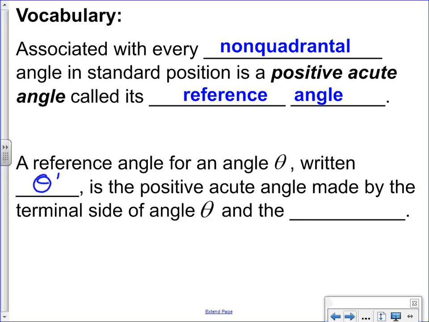And again, we're looking for a positive acute angle, aka something between 0 and 90. So, in other words, today we're going to be looking for 30s, 45s, or 60s, because that's all we know right now. It's made by the terminal side of the angle and the x-axis. So we refer to the x-axis for this. Here's how we find it.